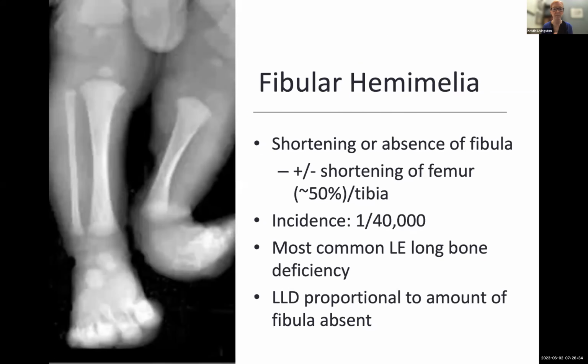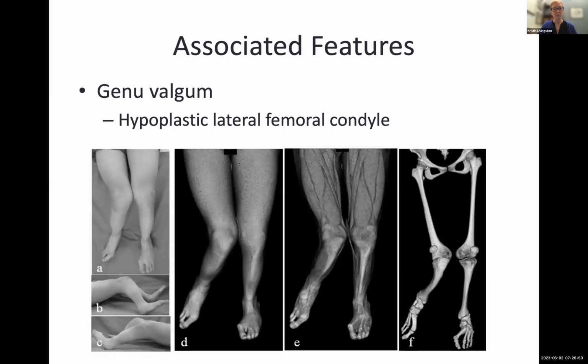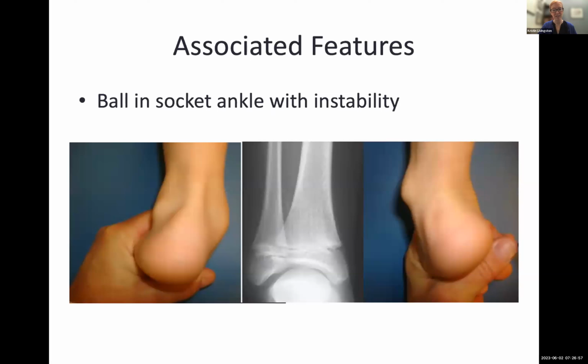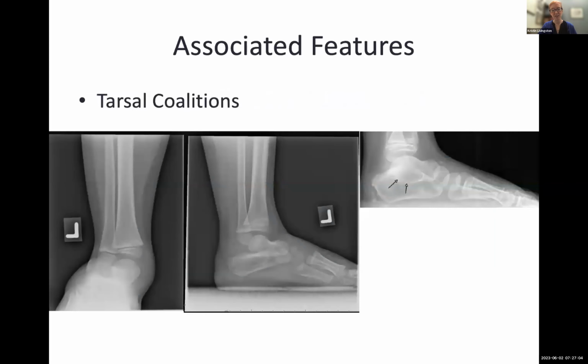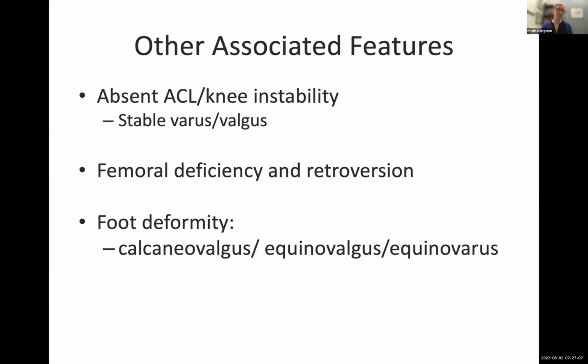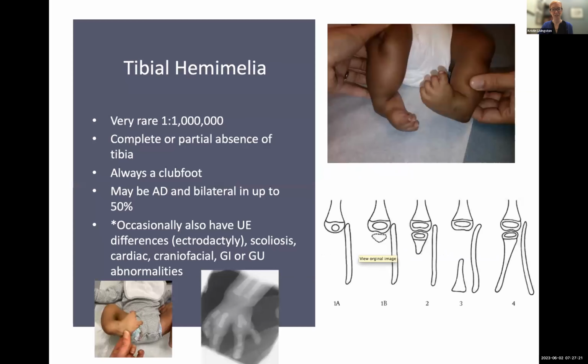Fibular hemimelia is something we see a little bit more commonly. This is a shortening or absence of the fibula, and it has an incidence of about 1 in 40,000. It is the most common lower extremity bone deficiency. The limb length difference is proportional to the amount of fibular shortening. Along with this, we see genu valgum, typically with a hypoplastic lateral femoral condyle. Classically, they have a ball and socket ankle with instability, and often missing lateral rays of the foot, as well as tarsal coalitions. Additionally, they might have an absent ACL or knee instability, so that's something you have to be very mindful of when lengthening these children. They may also have some component of femoral deficiency and retroversion, and associated foot deformities.